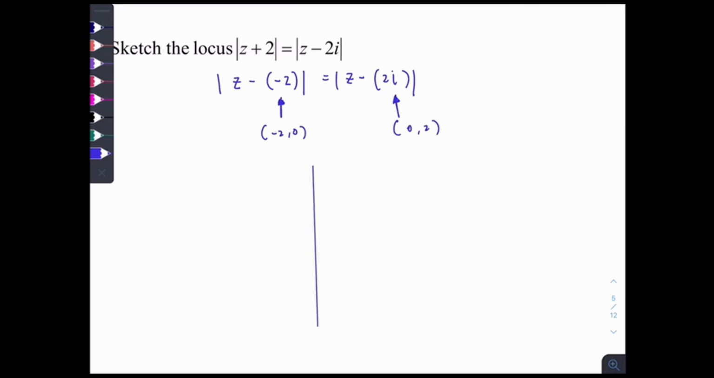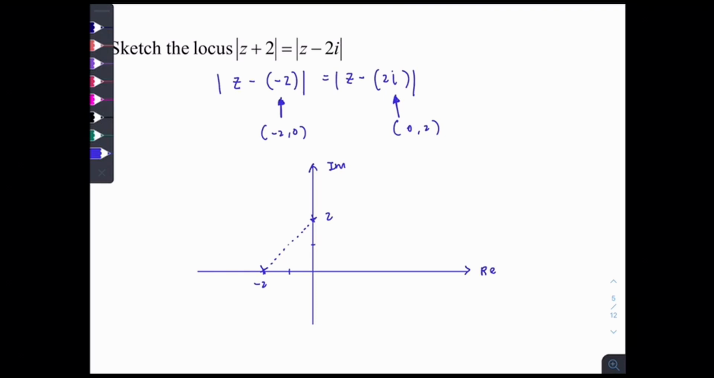So as usual, you prepare the imaginary axis and the real axis. Then you're supposed to plot the point A and the point B. Point A is -2, 0 over here. Point B is 0, 2 over here. So now we just need to sketch a perpendicular bisector. No need to be too accurate, you just need to sketch it, because the question is about sketching. So you just connect the point A and point B by using a dotted line as a reference line for you to sketch the perpendicular bisector.